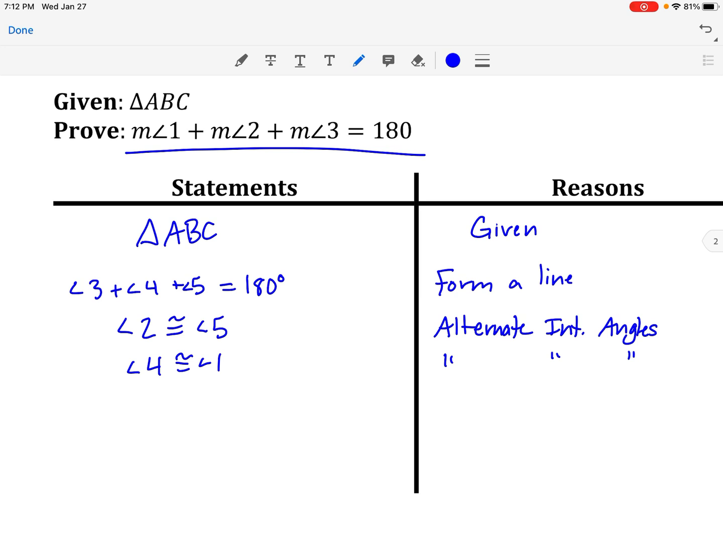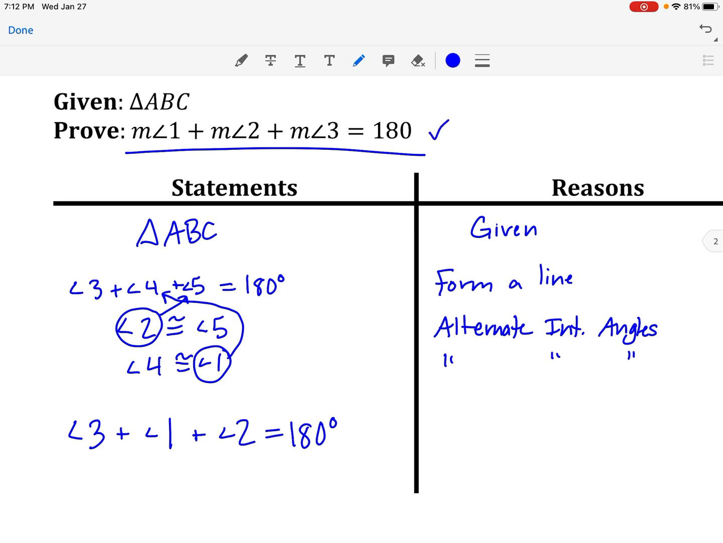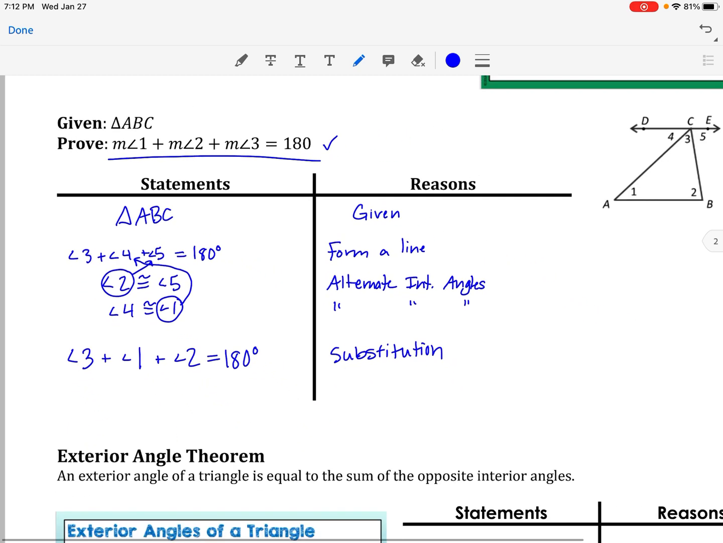So it looks like I can take angle 1 and substitute that in for angle 4, and I can take angle 2 and substitute that in for angle 5. So let's rewrite that statement. Angle 3 plus, instead of 4, I can say angle 1, and instead of angle 5, I can say angle 2 equals 180 degrees. And that is the statement I am trying to prove. So we got to that step by using substitution, and there's the end of our proof.